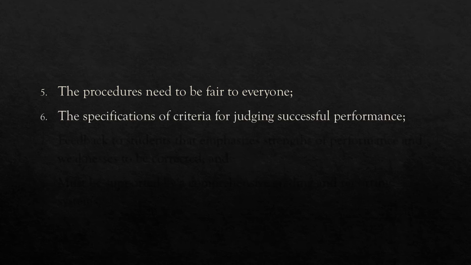Sixth, the specifications of criteria for judging successful performance. The teachers need to have a kind of specification in judging whether the students are successful in performing a task, like in measuring speaking and writing skills. In order to measure the success in both tasks, a rubric should be employed.